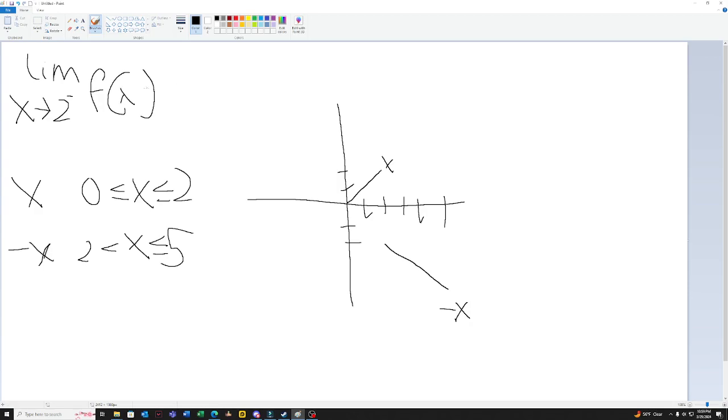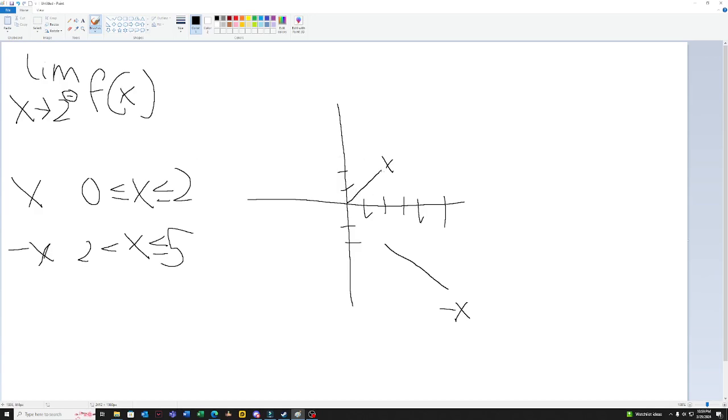Now, when we look at the interval notation, we can see this little negative sign out in front of the 2. Kind of looks like an exponent. What this is basically saying is the limit as x approaches 2 from the left. Whenever you see a negative, it means from the left. So we completely disregard the right side of the graph. The right side of the graph does not matter when we're talking about from the left.